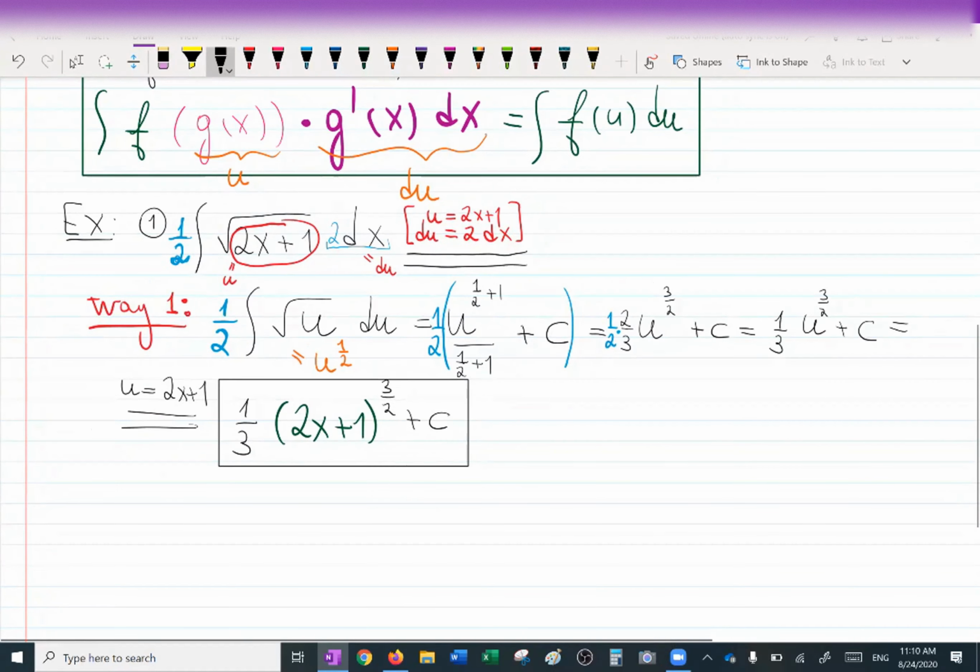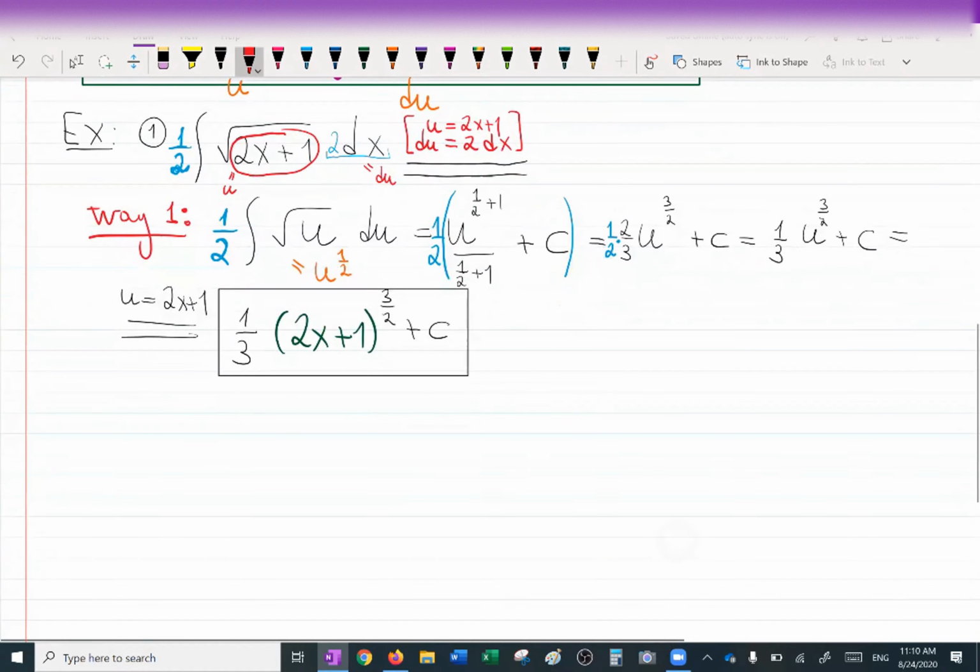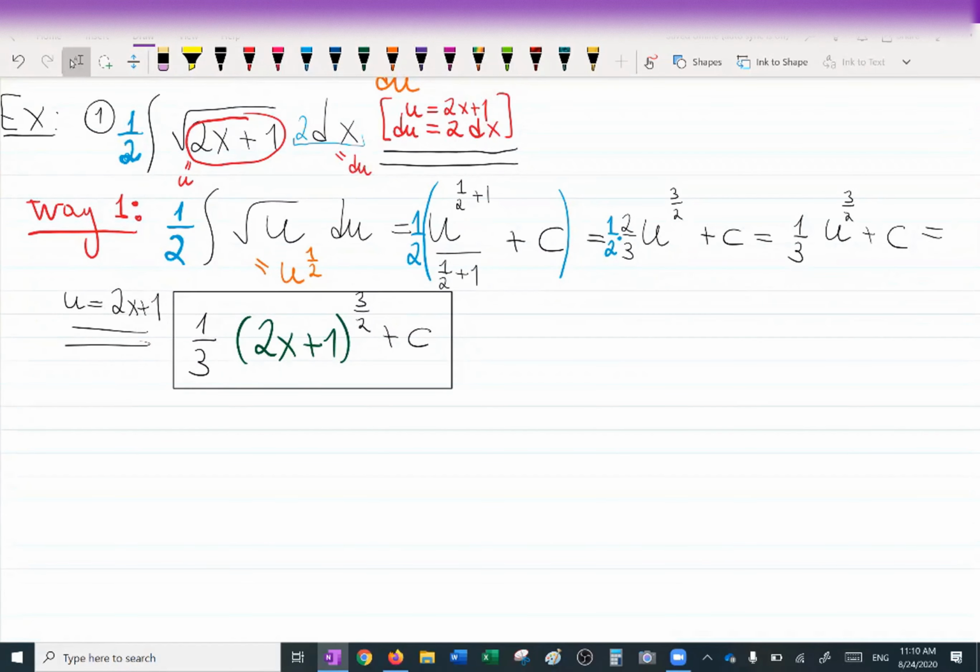Way 2 is more straightforward, so many of you will like it more. But I always stick to way 1 because I like the creativity of it. I needed to have 2dx, and I made it happen, and I kind of feel satisfaction out of it.